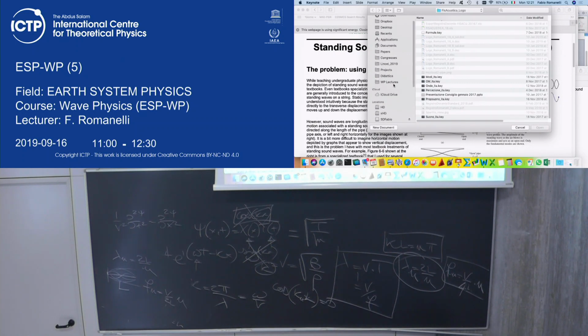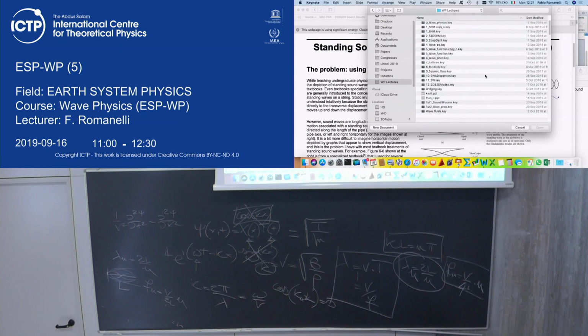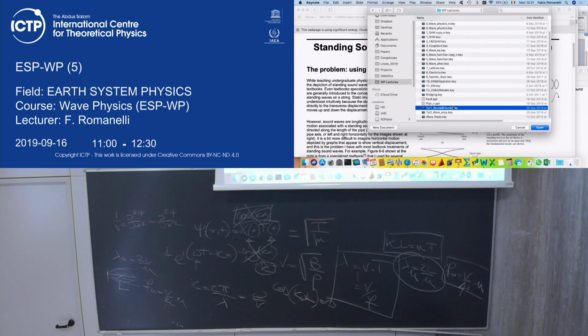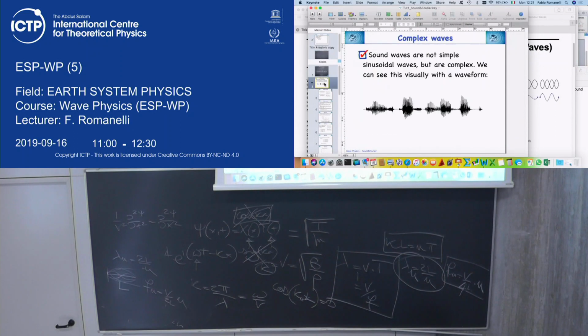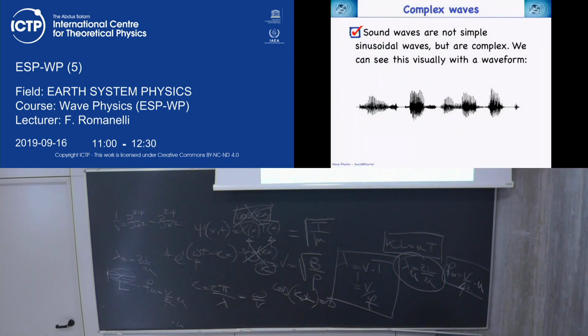What is that? This one. Okay. What is this? Well, it's a picture. You cannot hear it. But actually, it's the visualization of a part of a speech.